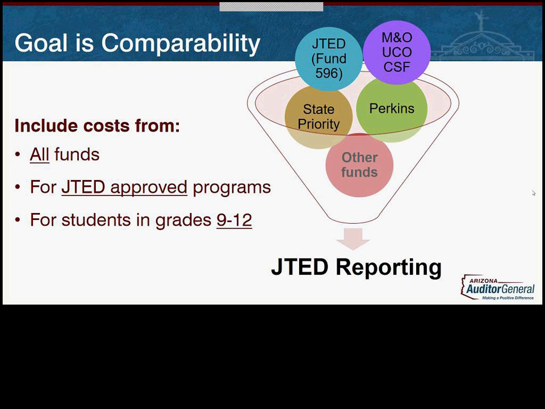All of the expenditures made in these funds that support the JTED program will need to be reported in the JTED cost reporting form. The JTED cost reporting is only for JTED approved programs. That means that the program needs to be a JTED eligible program as designated by ADE, and the member districts need to have approval from the JTED to offer the program before it can be considered a JTED approved program and included in the JTED cost reporting. And finally, the JTED cost reporting should include costs for students in grades 9 through 12.